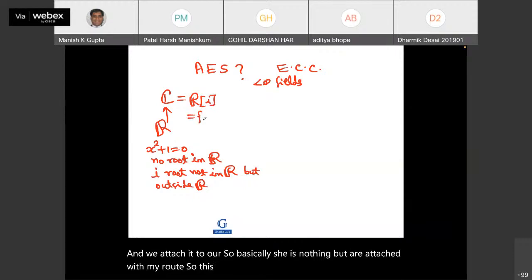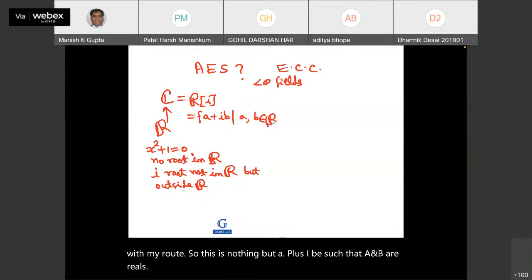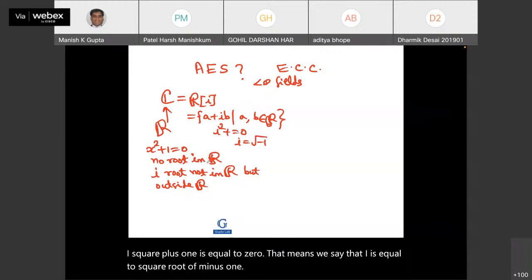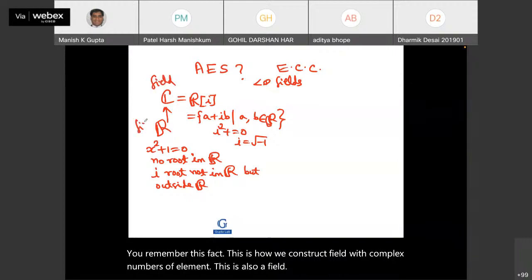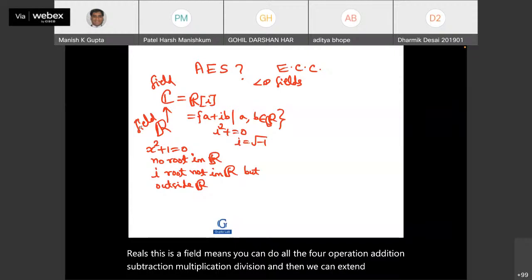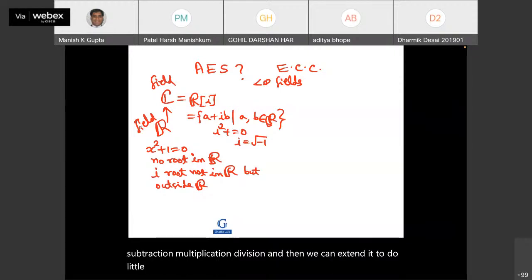So this is nothing but a plus ib such that a and b are reals, right? And i squared plus 1 is equal to 0. That means we say that i is equal to square root of minus 1. You remember this fact? This is how we construct the field of complex numbers. This is also a field. Reals, this is a field. Means you can do all the 4 operations: addition, subtraction, multiplication, division, and then we can extend it to do a little bit more operations, right?